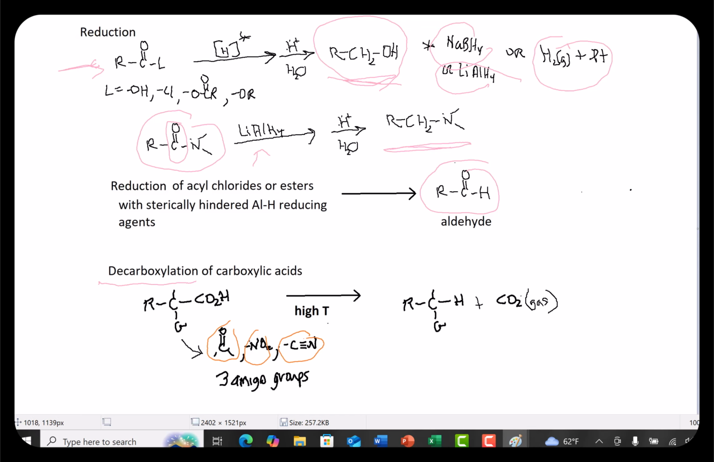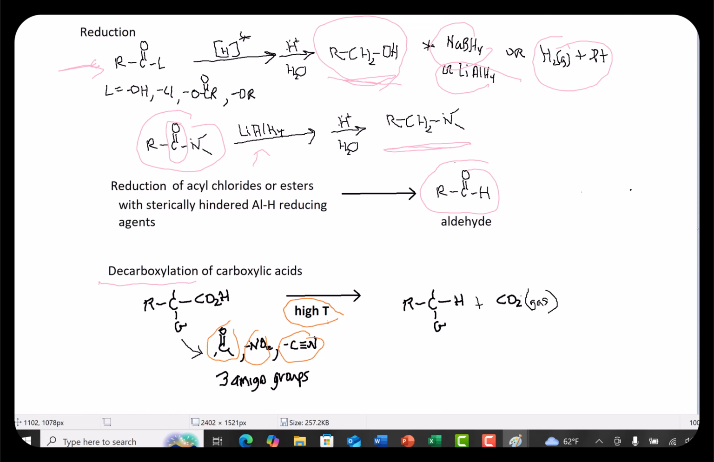Now, these three groups are so important. I kind of humorously refer to them as the three amigo groups, because we're going to see them again in a seemingly different reaction in a later chapter. There's an underlying theme to these three groups, and so do pay attention to them. Now, if one of these amigo groups is attached to the alpha carbon of a carboxylic acid, here's what you do: you subject it to high temperature. We're talking 150 degrees Celsius or higher.